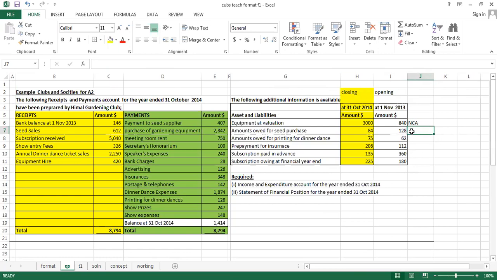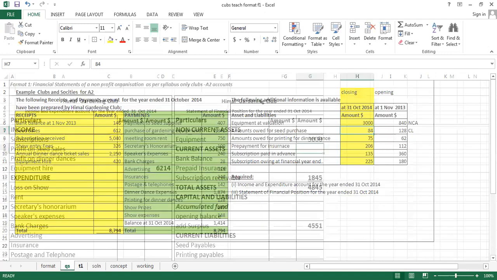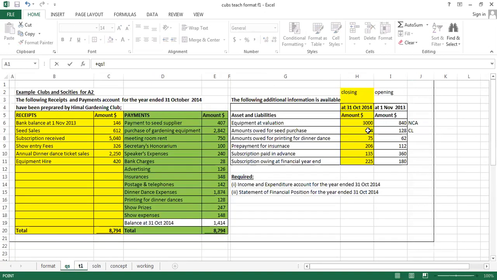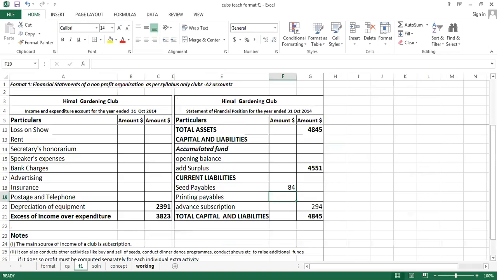Amount owed for seed purchase is current liabilities. It means we owe, we are the accountant, remember? So I'm putting CL. CL means current liabilities, and this will go in the current liabilities. What is your solution? Notice that it's 84. Yeah, under current liabilities, seed payables. This is where you fill it. You need to fill it simultaneously. Seed payables, this.